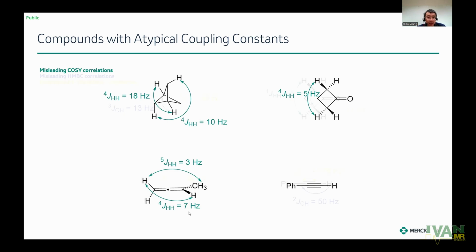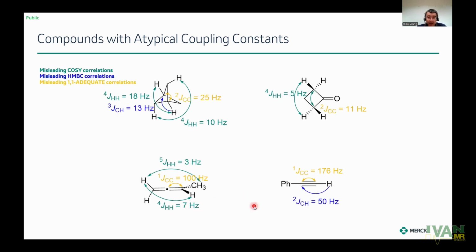And not only proton-proton couplings, all these compounds also have out-of-range proton-carbon couplings and carbon-carbon couplings as well. So all this will give misleading COSY, HMBC and 1,1-ADEQUATE correlations. Most of the long-range NMR experiments we are using are not reliable on this type of molecule. BCP and cyclobutane are quite extreme examples of strained molecules that have atypical couplings, but atypical coupling actually exists in a lot more general compounds as well.